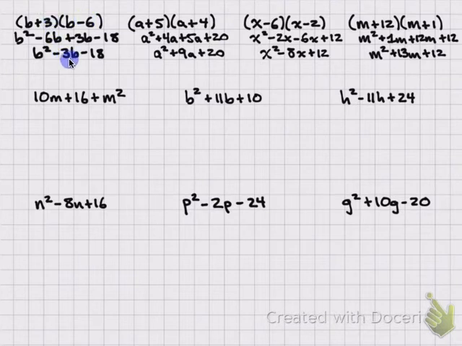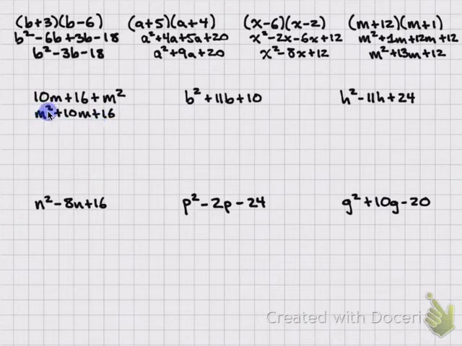And I think this will be a little bit more clear when we do a few examples. So let's get right to it. Our first example of a trinomial we want to factor is 10m plus 16 plus m squared. First things first, let's go ahead and put this in a standard form, because that's definitely just best practice. So m squared plus 10m plus 16.